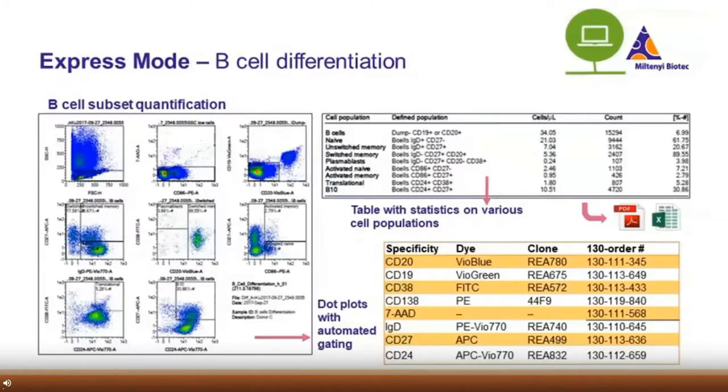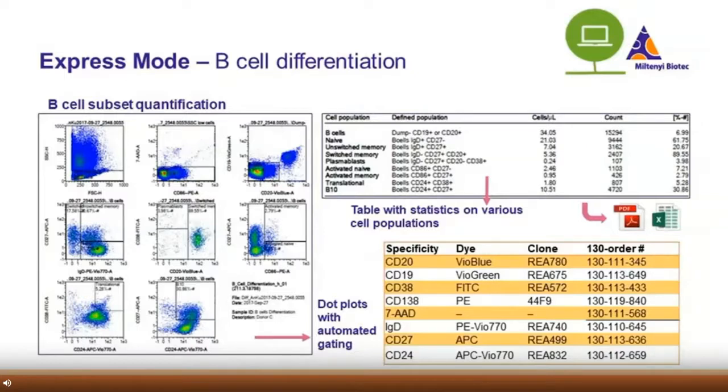I would just quickly want to show an example of how it looks. We offer different Express mode packages, and one of the packages that would be of particular interest to you is for B-cell quantification. In this Express mode, you have the possibility to use an 8-color panel as displayed here, and you can quantify different B-cell subsets, for example activated B cells, naive or memory B cells.